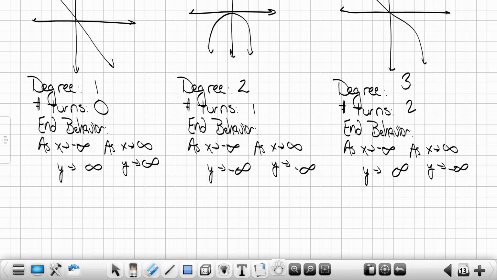Oh, because if it's to the 9th power, it could turn up to 8 times. It doesn't have to turn 8 times. It could turn up to 8 times. Can you restate that? Yeah.